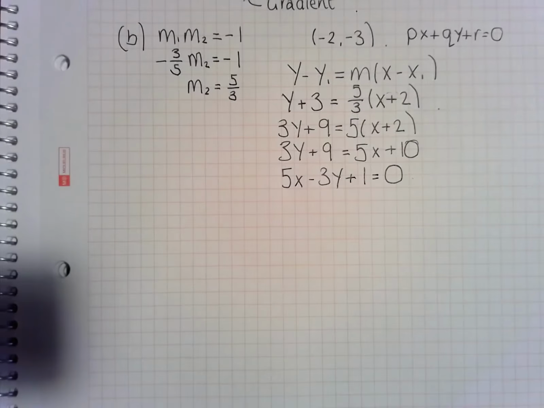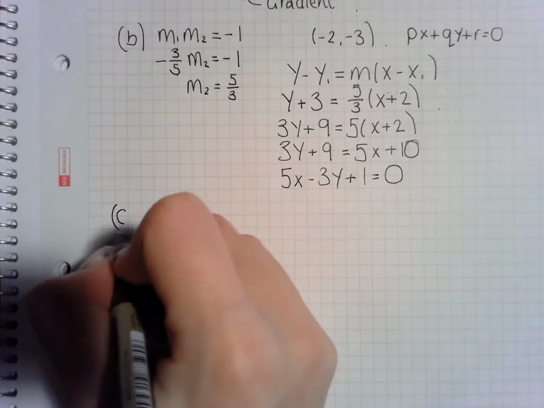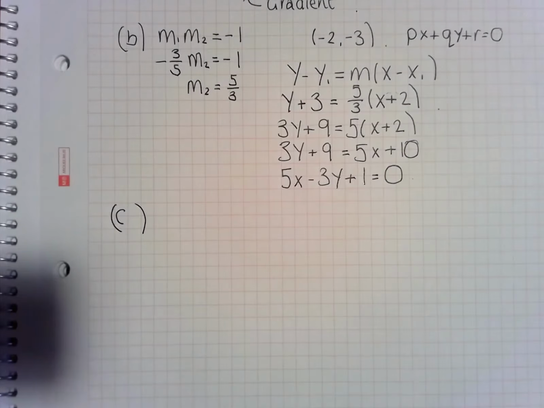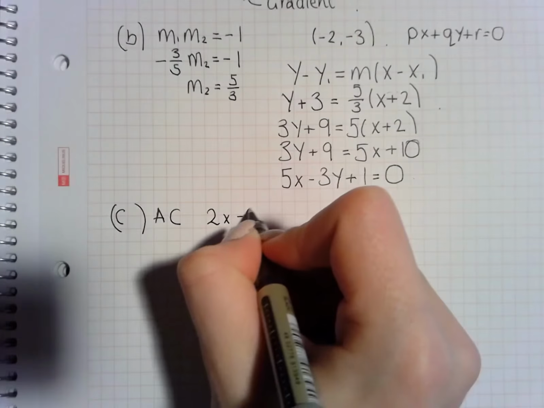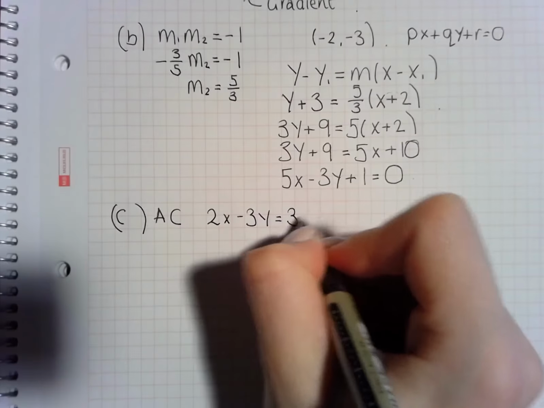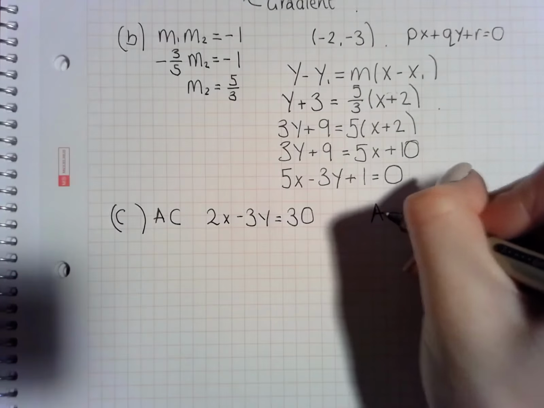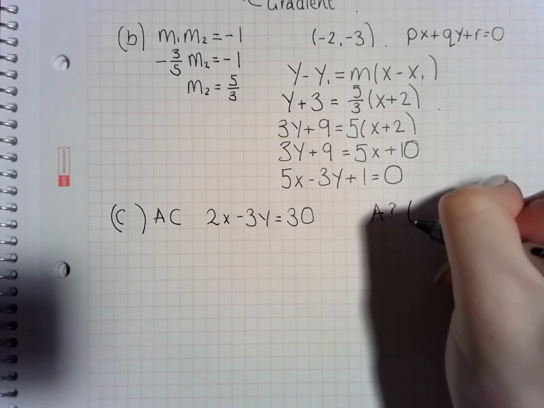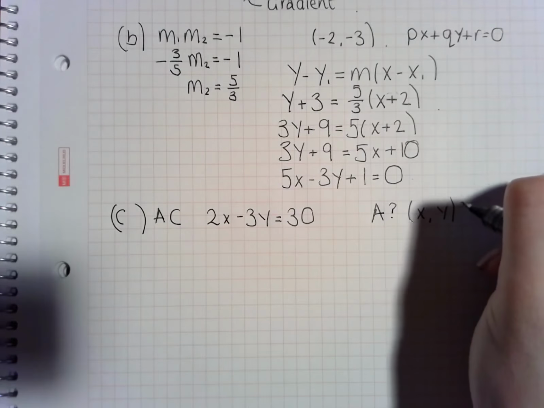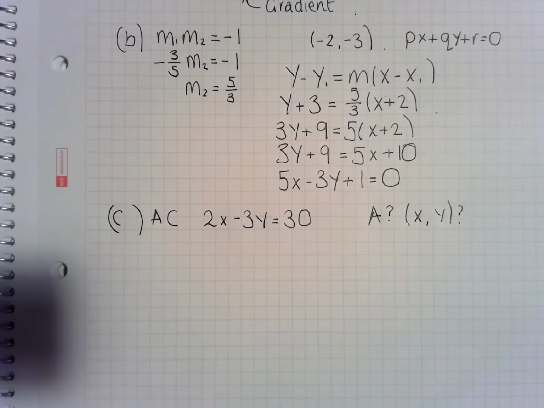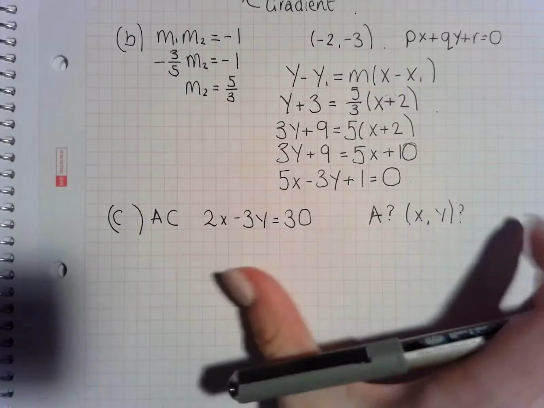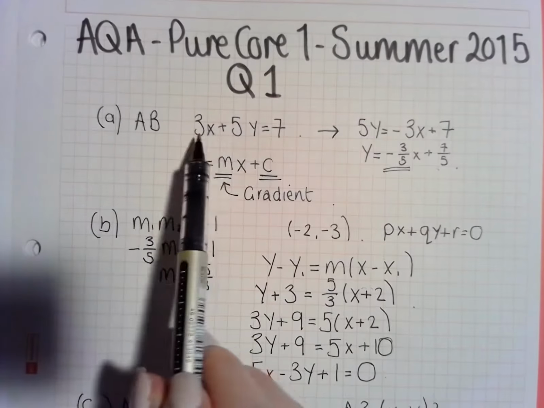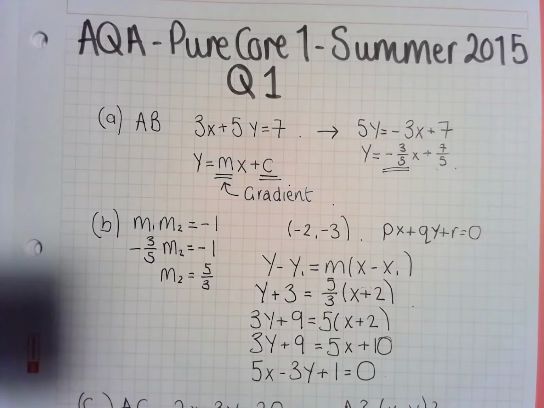Okay, so part C. This says that the line AC has the equation 2x minus 3y equals 30, and it wants you to find the coordinates of A, so the x and the y coordinates of A. So we have this line that obviously passes through A. And we also know from the start of the question, we have this line that passes through A. This is all the same A because it's all the same question.